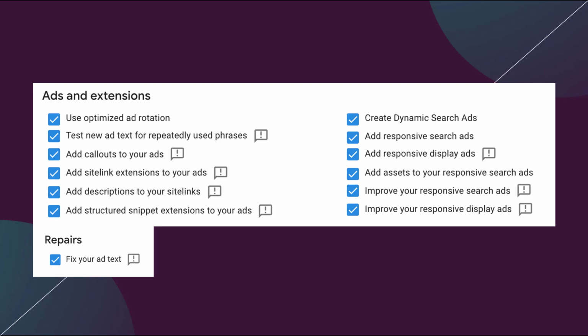The last category that we have is to simply add things to your account. It's going to add callouts, site link extensions, add descriptions to your site links, add structured snippets, create dynamic search ads, responsive search ads, or responsive display ads. Now we're getting into the point where it's not just tweaking what you have made, it's creating an entire new ad for you. And this is reminiscent of the auto-applied ads that I mentioned in the introduction. This is the same type of functionality.